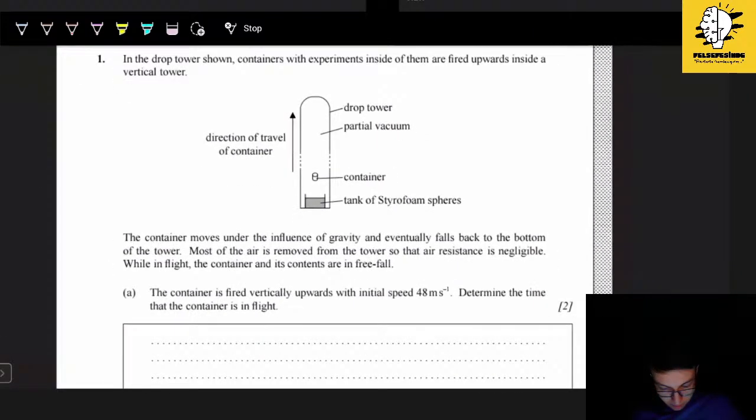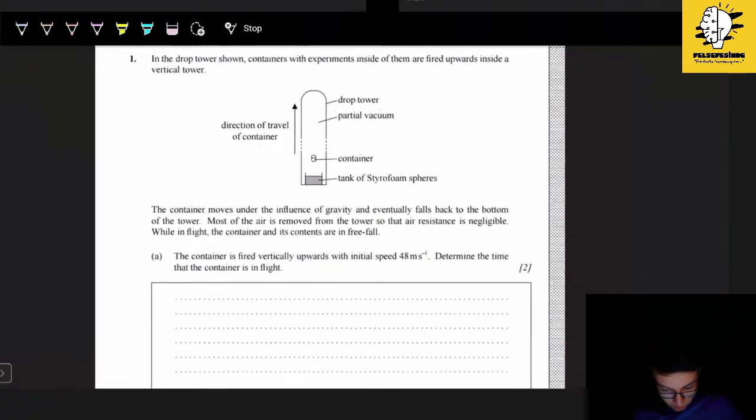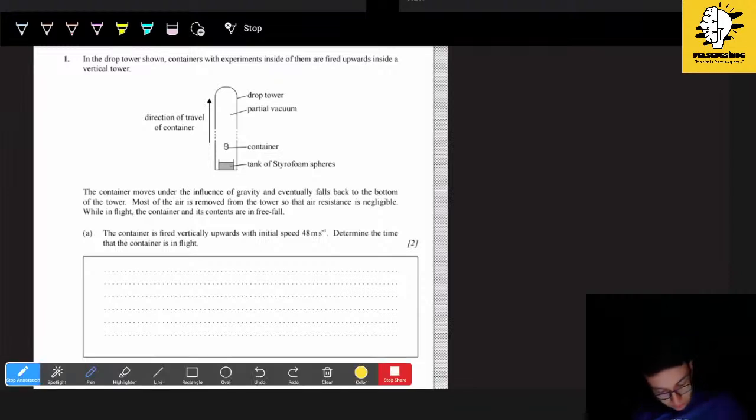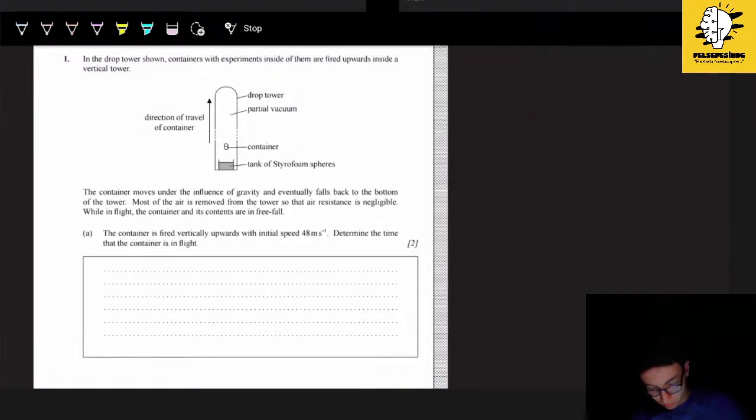So let's start the question. Let's read the question first. Okay. Let's try to understand it. In the drop tower show, containers with experiments inside of them are fired upwards inside a vertical tower, and the container moves under the influence of gravity and eventually falls back to the bottom of the tower. Most of the air is removed from the tower so that air resistance is negligible. While in flight, the container and its contents are in free fall. Okay, so we know that it's in free fall.